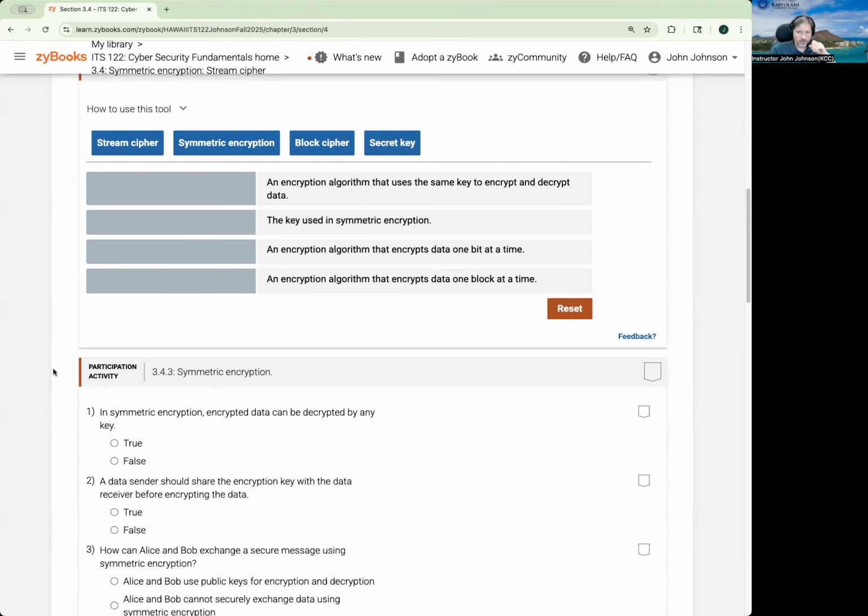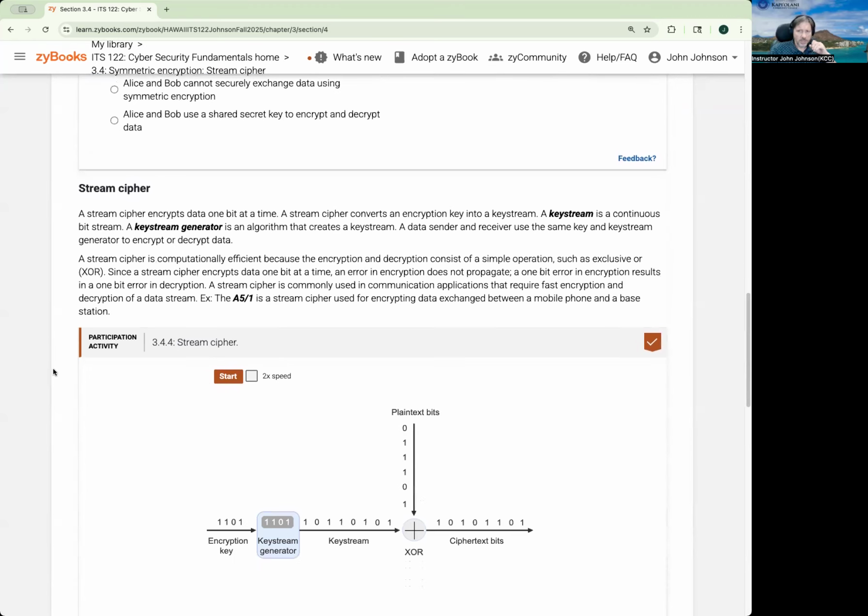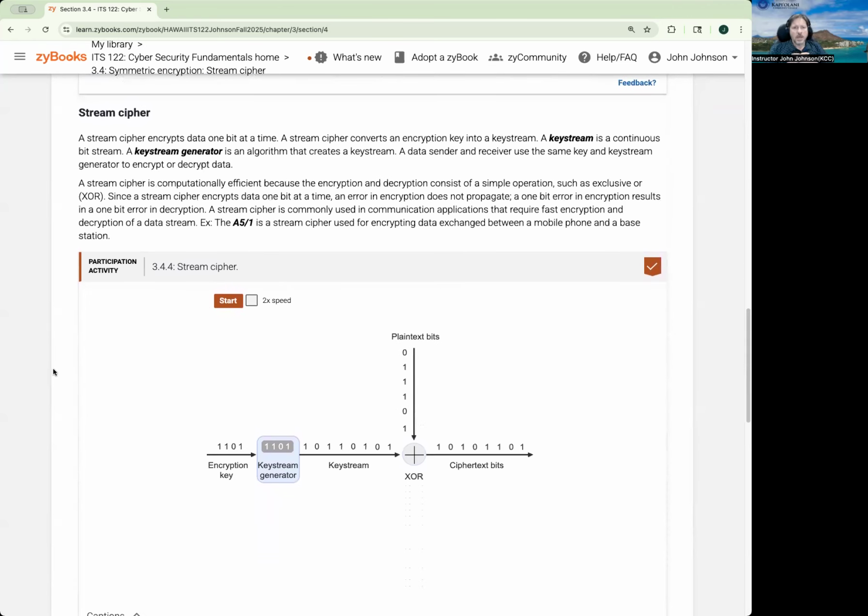So we've gone through a lot of this material. Go ahead and try that out. In talking about stream ciphers here, we mentioned that stream ciphers are going to encrypt your data one bit at a time. So in order to do that, you take your encryption key and you're going to convert that into a key stream. And what is a key stream? A key stream is a continuous bit stream. So it's a stream of zeros and ones, just a big long stream of it. So how do you make that key stream out of your encryption key? Well, use something called a key stream generator. So a key stream generator, it's an algorithm that essentially makes that key stream out of your encryption key.